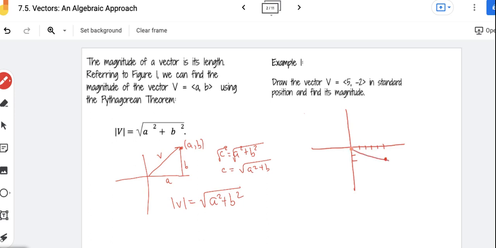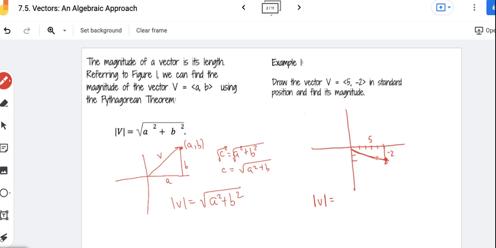All right, so the magnitude is the length of this vector. If I'm finding that, that's how you represent magnitude, with the lines around it. So the horizontal component of the vector, so the vector v is 5, -2.